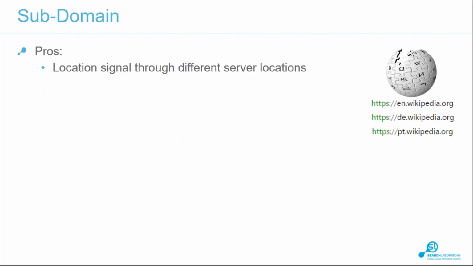The final approach is the subdomain. So a brand that utilizes this well is wikipedia.org. So everything is on the main wikipedia.org domain with subdomains used, in this case English, German and Portuguese. One of the advantages of this approach is that each subdomain can be hosted on a different server around the world. So the English one could be hosted in England or the USA, Germany in German and Portuguese in Portugal. So there is that advantage.